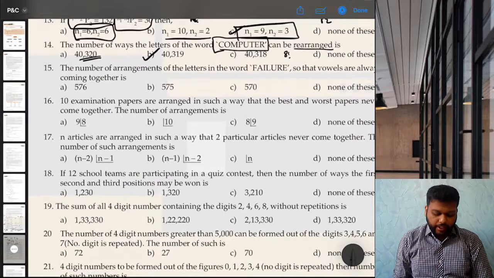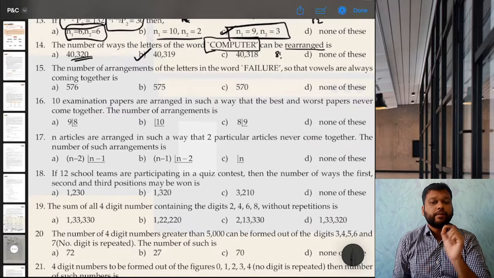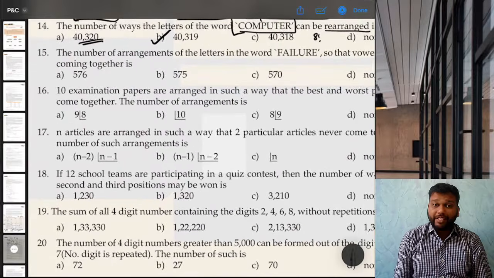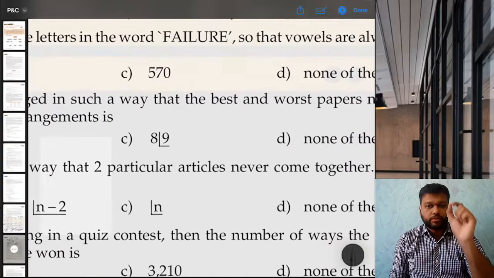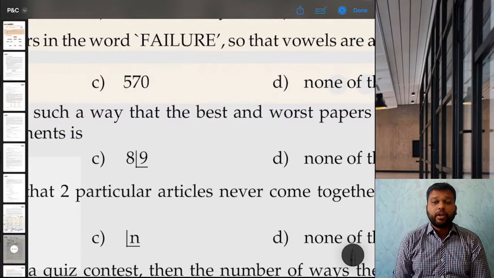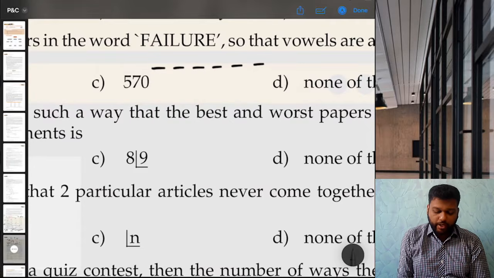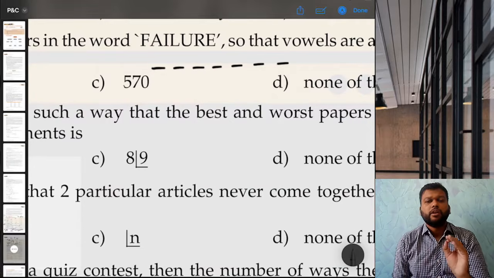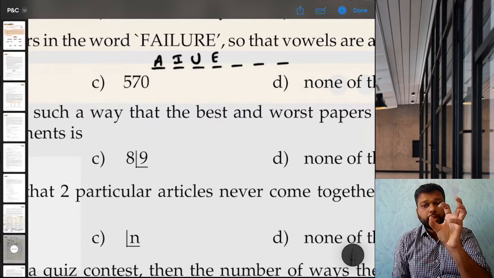15th. The number of arrangements of the letters in the word failure so that vowels are always coming together is. Whenever you see a question like this, coming together, what you have to do? Understand. Failure. How many letters are there? 7. F-A-I-L-U-R-E. There is no repetition. How many vowels are there? A, I, U, E. Right? They are together. They have to be together.